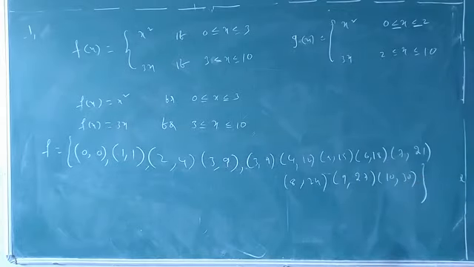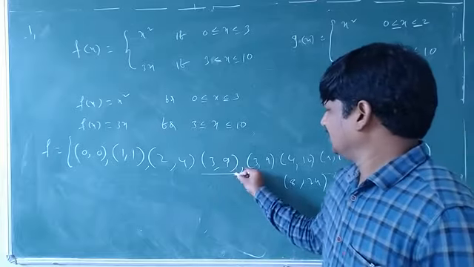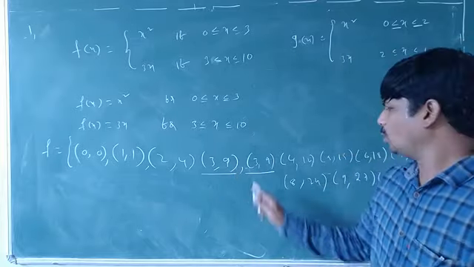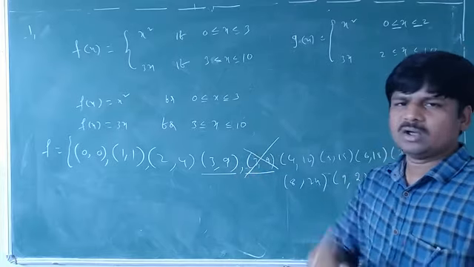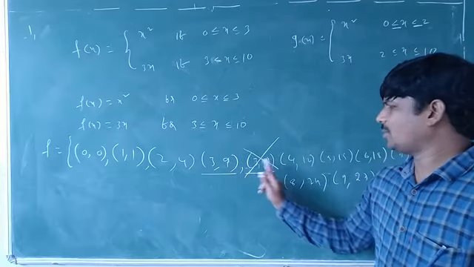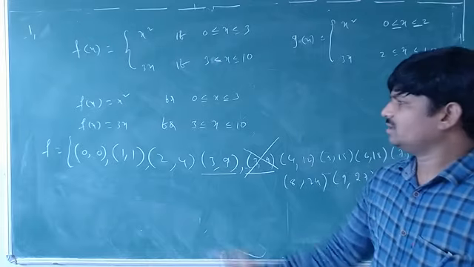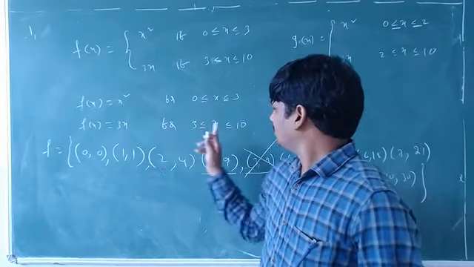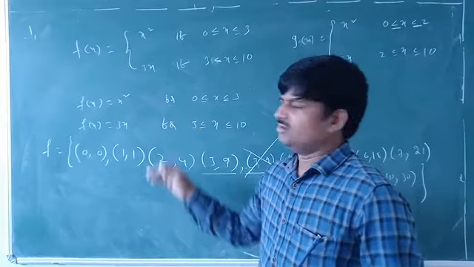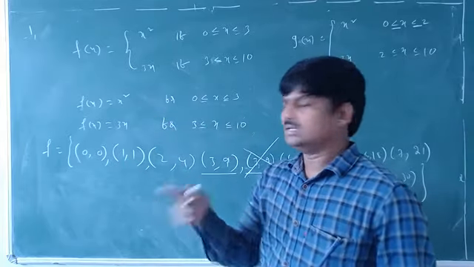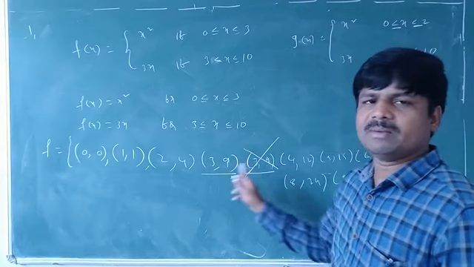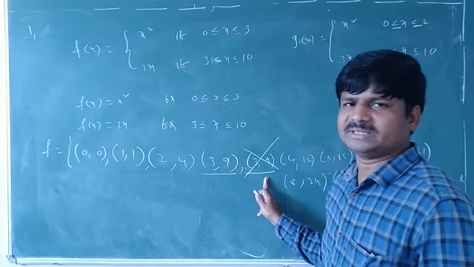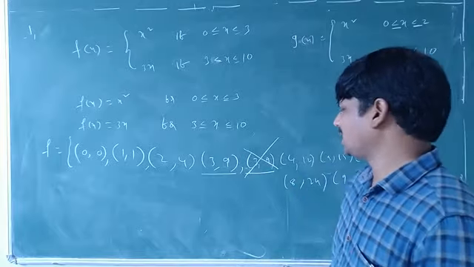Just observe carefully here. See, 3 comma 9, 3 comma 9, how many times came here? 2 times came. Actually, no need to write 2 times. You have to write only 1 time. From this one also you got, for 3 it is 9, and for 3 also it is 9 only. From this function you got 3 comma 9, 3 comma 9. That means the same ordered pair you got 2 times. But no need to take 2 times. Take only once.